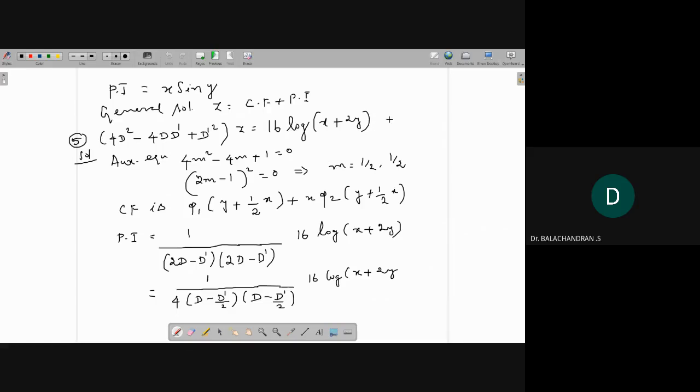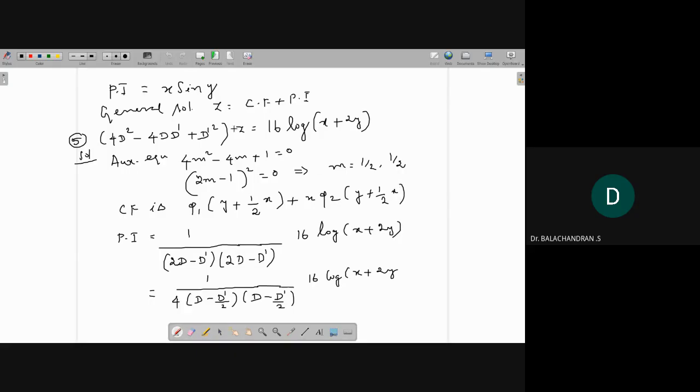Type number 5. So first CF, the complementary function: 4m square minus 4m plus 1 equal to 0. You can write this in the form (a minus b) whole square, so (2m minus 1) whole square. So m equals 1 by 2 and 1 by 2. The roots are repeated here. So the complementary function is phi 1 of (y plus 1 by 2 into x) plus x into phi 2 of (y plus 1 by 2 into x).